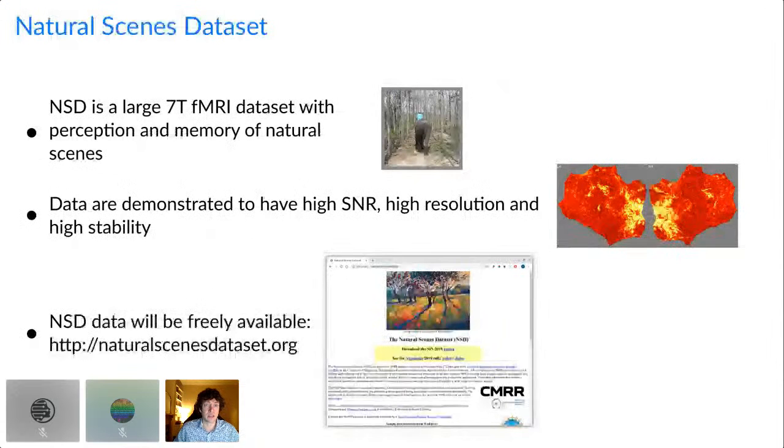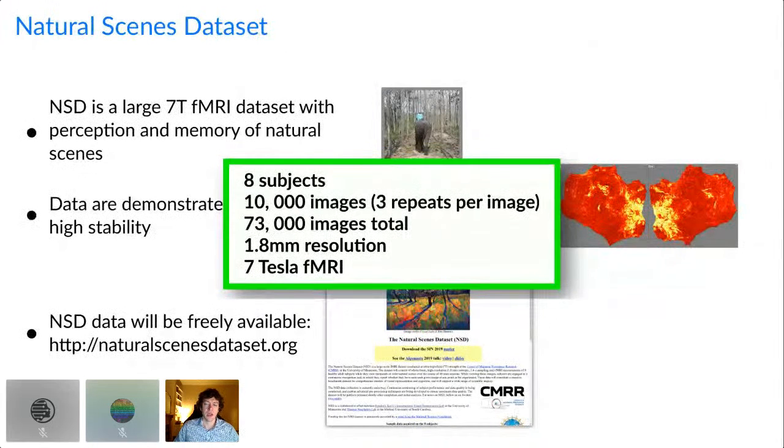But what is the natural scenes dataset? It's a very, very large 7 Tesla fMRI dataset where participants were asked to do a continuous recognition task. The data preparation was very well done. The data are incredibly rich and have a very good signal-to-noise ratio. And as I said, you can check out the naturalscenesdataset.org website to see where we're at with releasing the data to the public. But in a nutshell, the natural scenes dataset is 8 participants that have seen 10,000 images each, with 3 repetitions per image.